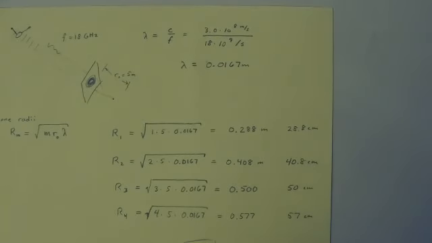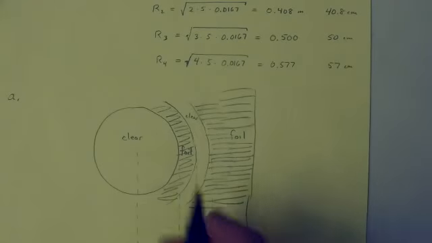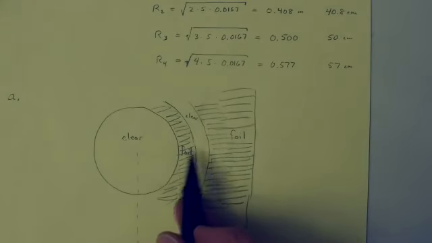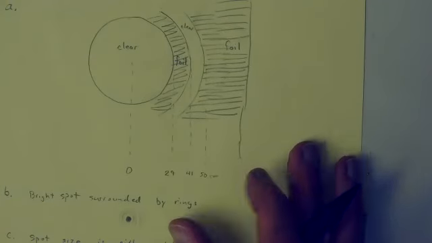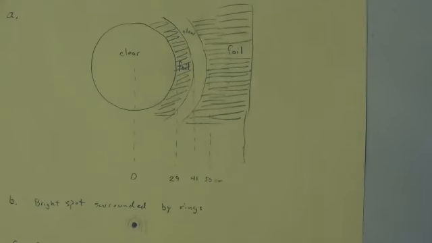Okay. Well, then to construct this thing, you've got to build something sort of like this, clear foil, with these different radii. And what you hope to get then is a bright spot surrounded by these kind of weird rings. And then the question is, how large will that focal spot be?